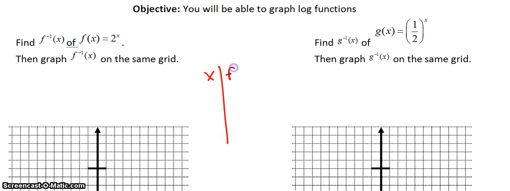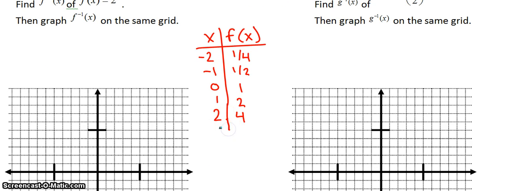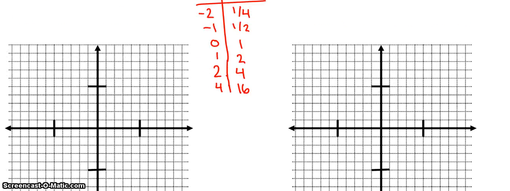So if I graph that, just making a little table, plug in some values, like let's say plug in -2, the output would be 1/4, -1 would be 1/2, 0 would be 1, 1 would be 2, and 2 would be 4. So you can kind of see what's going on here. If you want to go a little further, if you did 4, it would be 2 to the 4th, which would be 16. So you see it start to grow a little bit more there. So graphing that, it's going to look something like this.